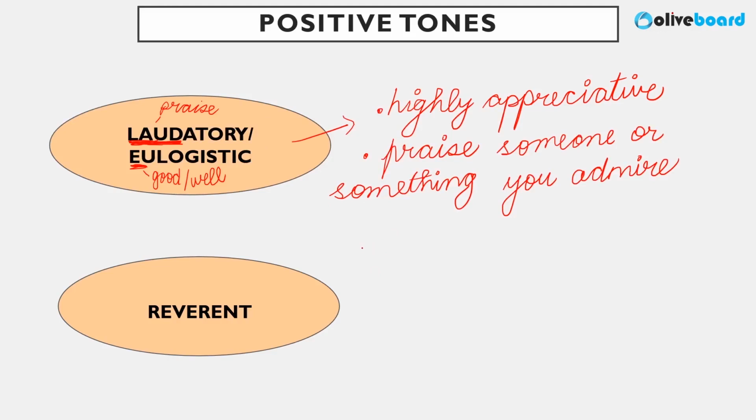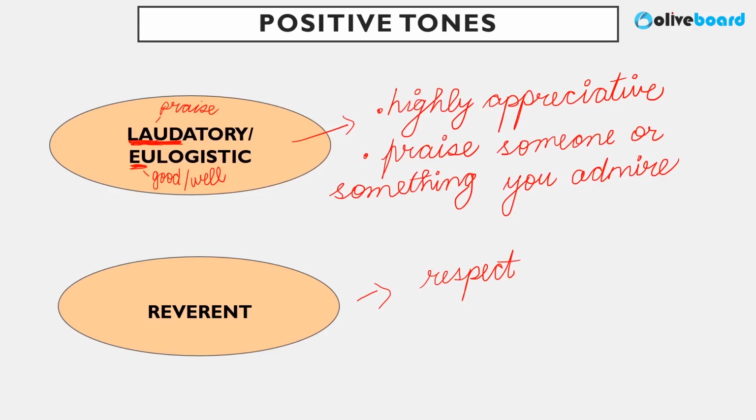Okay, next one again is reverent tone. Now this is very interesting. A positive tone, reverence, is always related to respect. When we say reverent, it is characterized by reverence, which means respect. So when the writer is showing a lot of respect towards the subject, you will find reverent tones usually in articles where we are talking about a personality.